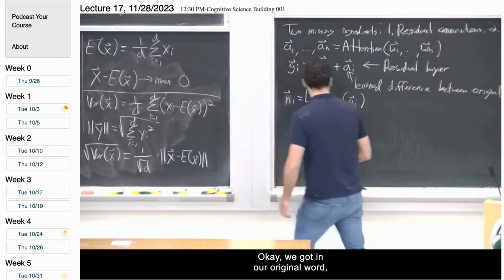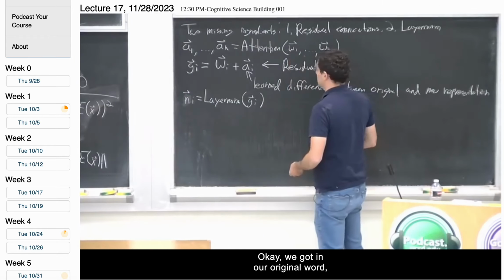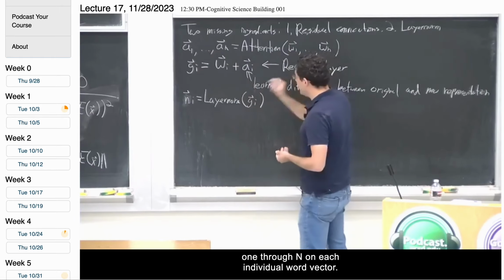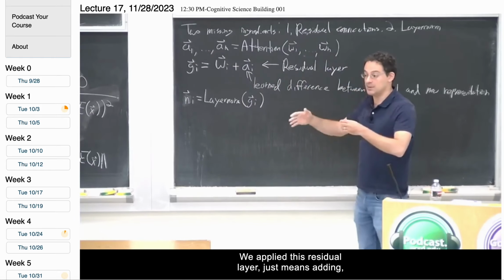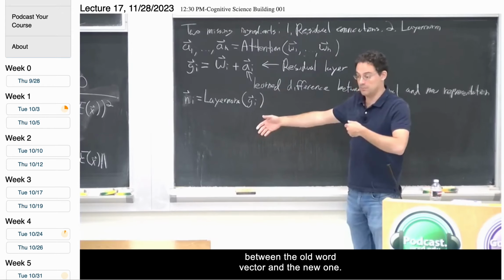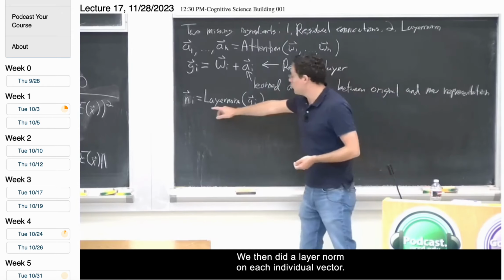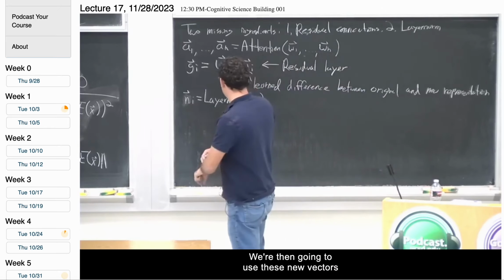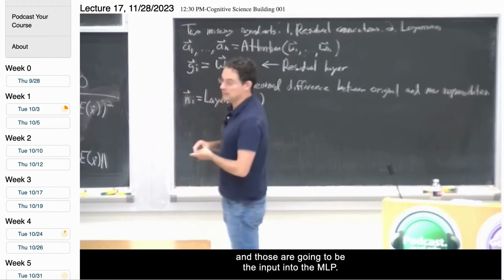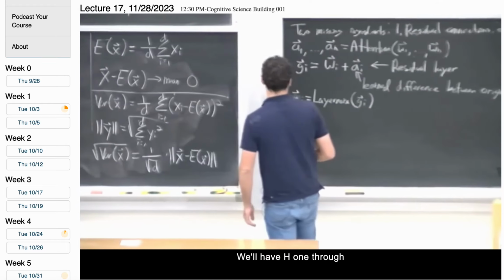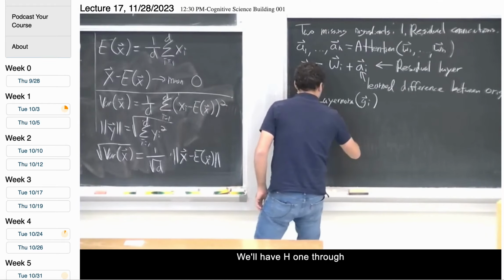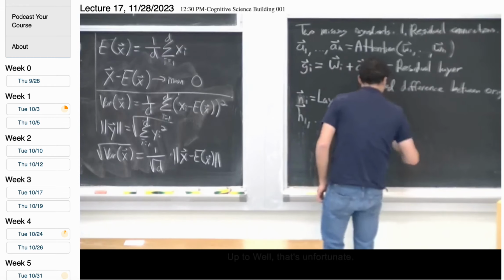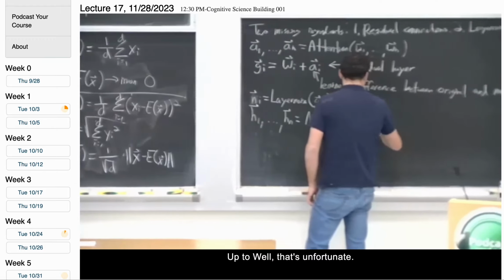Okay. So we got our original word vectors. We performed an attention layer on them. We got a new sequence of word vectors, A1 through AN. On each individual word vector, we applied this residual layer, which just means basically computing the difference between the old word vector and the new one. The attention forms that difference. We then did a layer norm on each individual vector. So now all the vectors are basically the same size. We're then going to use these new vectors, Ni, as input into the MLP. So we'll have H1 through Hn equal to MLP of the Ni's, N1 up to, well, that's unfortunate, Nn.